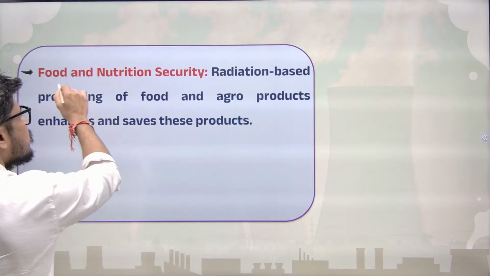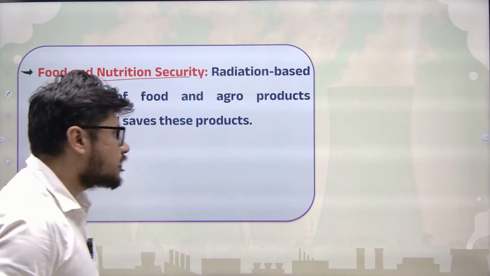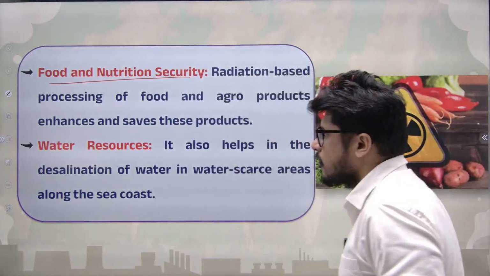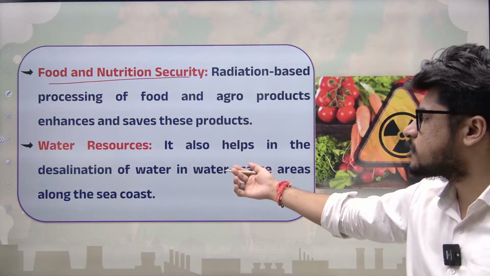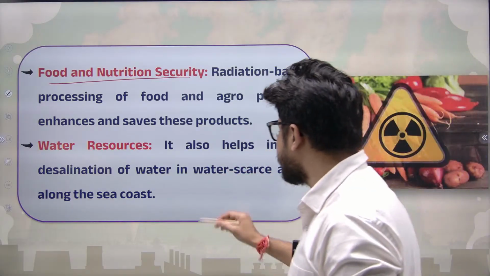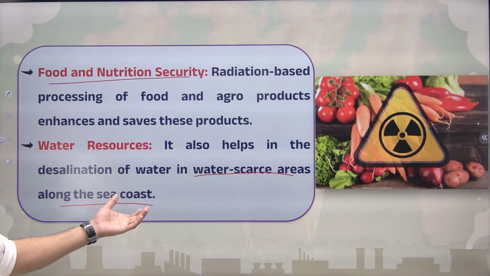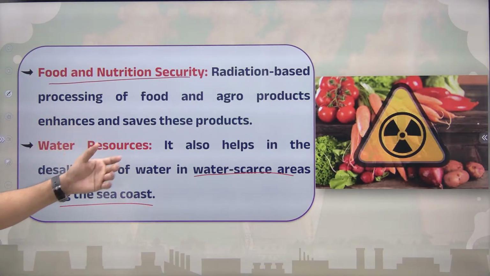Food and nutrition security. Radiation based processing of food and agro products enhances and saves the product. Water resources, it also helps in the desalination of water in water scarce areas along the sea coast. We are using this energy for a desalination purpose.